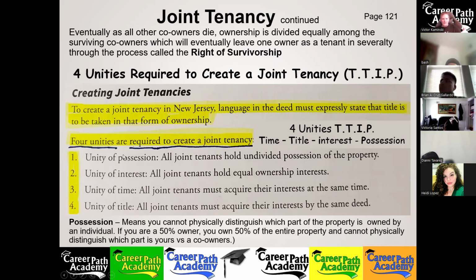versus this out of order way. Possession, interest, time, title. Somebody rearranged this in the book. It used to be always in this order: time, title, interest, and possession, because that's the easiest way to make it flow and memorize. TTIP. Unities of time, title, interest, and possession are required to create a joint tenancy. And if any of these unities are missing, you know it's not a joint tenancy.